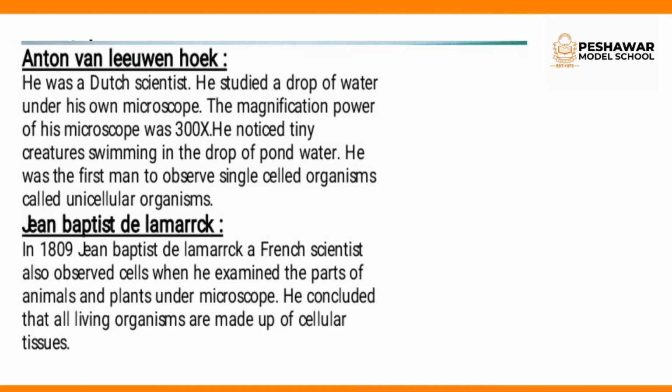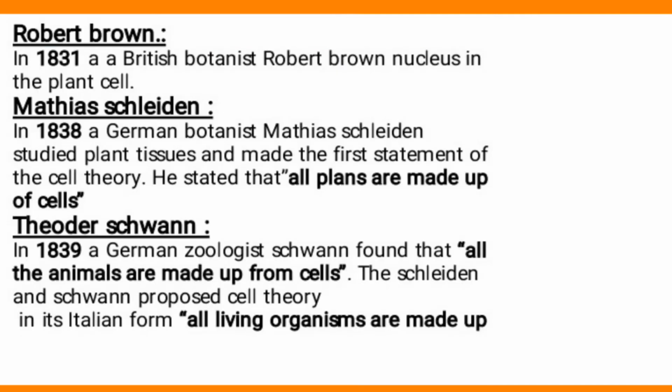So, first of all, the unicellular organisms were discovered or studied by Anton Leeuwenhoek with his own microscope. The next scientist who contributed was Jean-Baptiste de Lamarck. In 1809, Lamarck, a French scientist, also observed cells when he examined the parts of animals and plants under a microscope. He concluded that all living organisms are made up of cellular tissues. Clear? Jean-Baptiste told that all living organisms are made up of cells and tissues when he studied living organisms under a microscope.